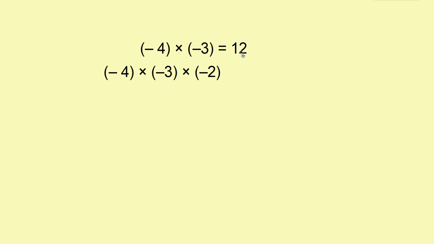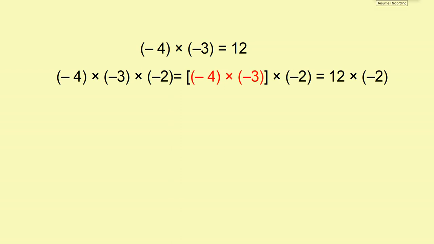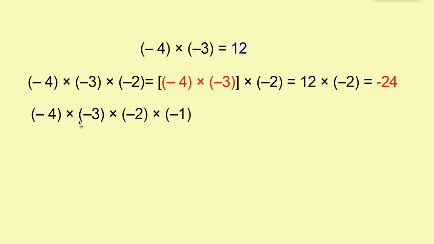Now what is negative 4 into negative 3 into negative 2? Negative 4 into negative 3 is equal to positive 12. Again positive 12 into negative 2. Here a positive and a negative, different signs. So the answer of the product is negative. Now what is negative 4 into negative 3 into negative 2 into negative 1? Here first we multiply negative 4 into negative 3 into negative 2, because its answer is negative 24.